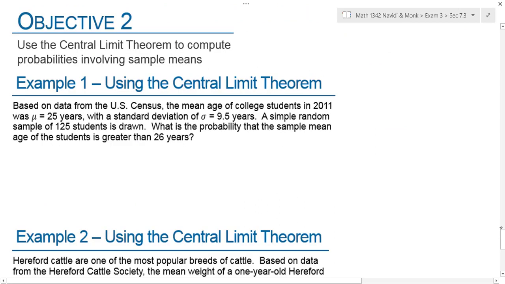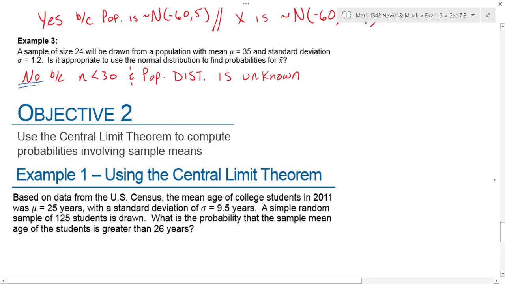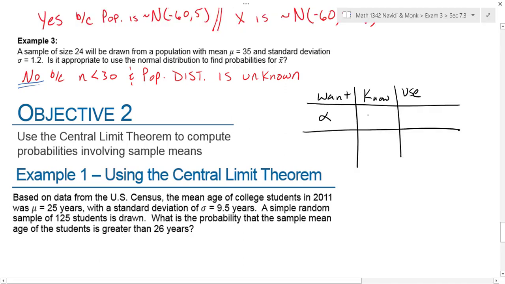In Objective 2, we're now going to apply the Central Limit Theorem to compute probabilities involving sample means. Remember when we were finding probabilities in 7.2, what did we say we used on our calculator? Do you remember looking at this table? If you want the area and you know the x's, we used a normal CDF. And with the normal CDF, we needed left bound, right bound, mean, and standard deviation. If you want the x's or the data values, and you know the area, we used the inverse norm.